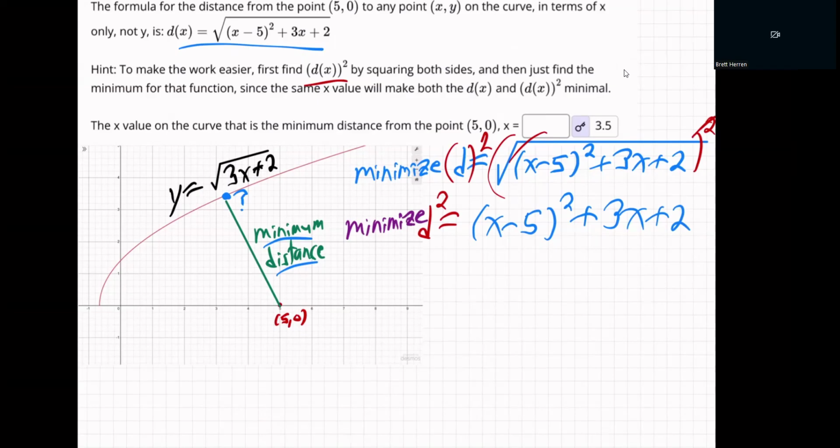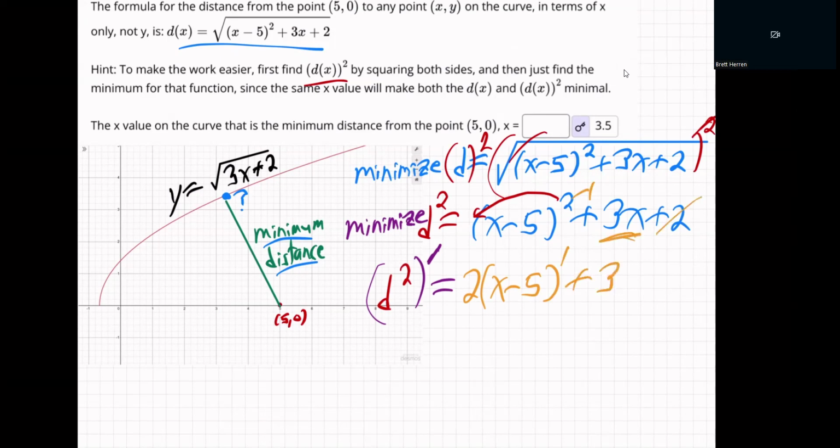So how do you do that? You take the d squared equation and you take the derivative and set it equal to 0. All right, let's do the derivative here. How do we do it? Well, down comes the 2, so 2 times (x minus 5) to the 1, subtract 1 from the power. Plus the derivative of 3x is just 3. The 2 just goes to 0. And then we set that equal to 0 because we want to know where the derivative is 0. That's where the peaks and valleys are. Okay, so a nice easy equation. No more roots or anything.